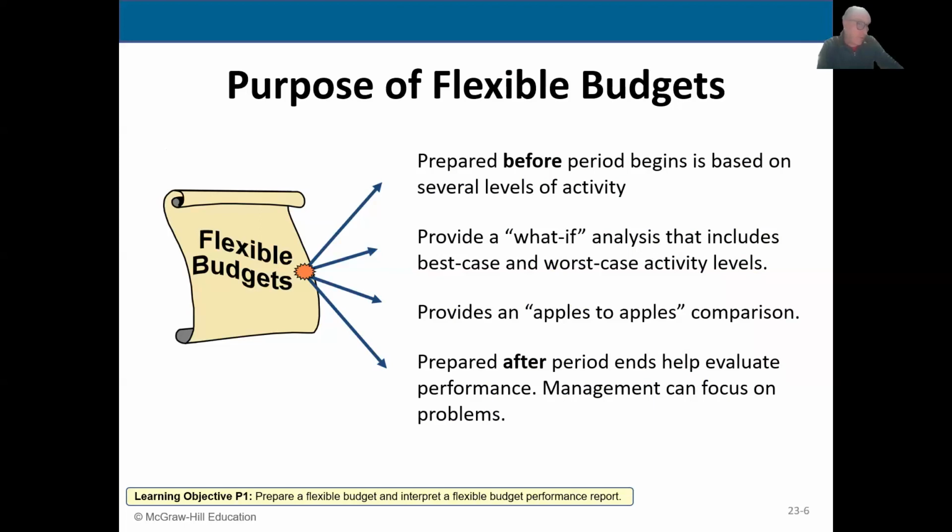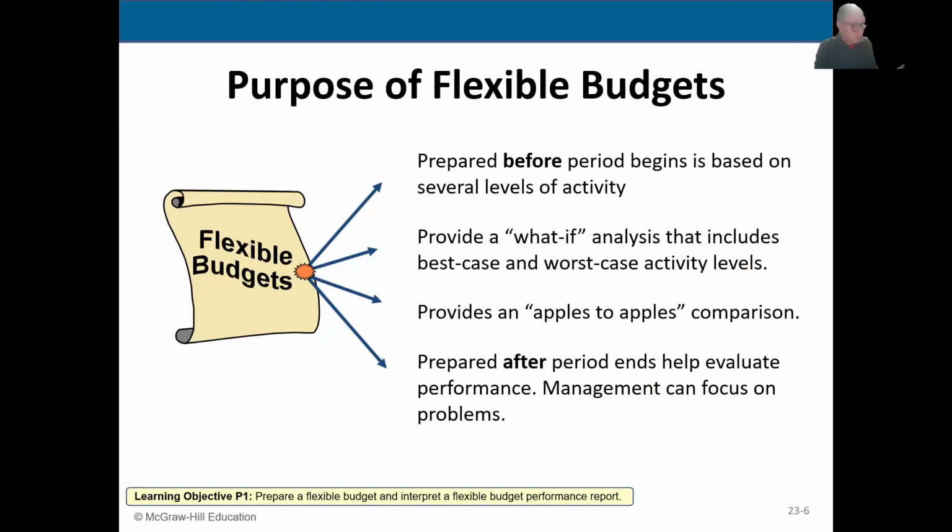Budgets provide different levels of what if scenarios when it comes to flexible budgeting. I like to call this best case, worst case. I'd mentioned capacity, right? We budget based off of capacity, 80%, 100%, 120% capacity. Or you could also say something like 60%, 80%, 100% capacity. It's like different levels, right?